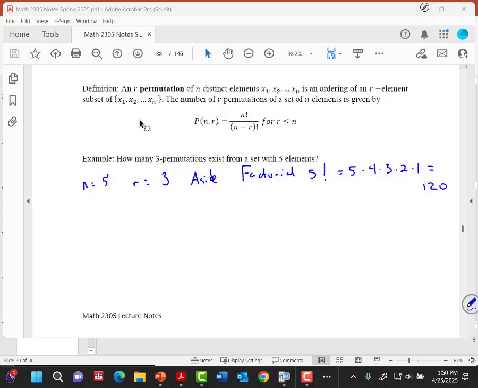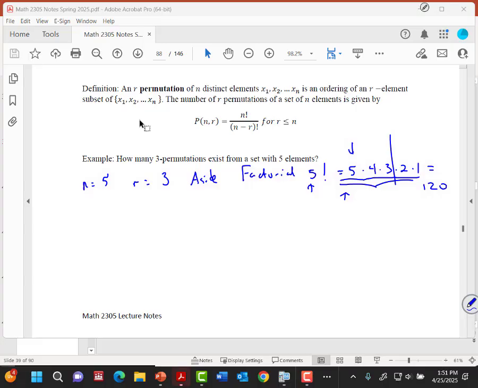But let's say I have a situation where I still wish to start at 5, but I don't necessarily wish to multiply all the way down to 1. Well, that's exactly what an R permutation is. You see, factorial is great if I want to start at a given number and then automatically multiply all the way down to 1. But an R permutation is where I start at some number, in this case n, and then I cut it off at a desired number of elements.